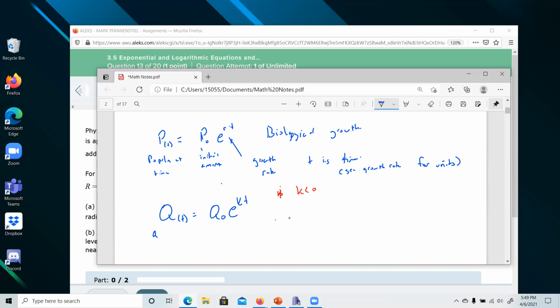But this is the quantity at current time, or at some time. This is your initial amount. e is again our favorite number. k is our decay rate. And then t is time. Again, see the decay rate for units.